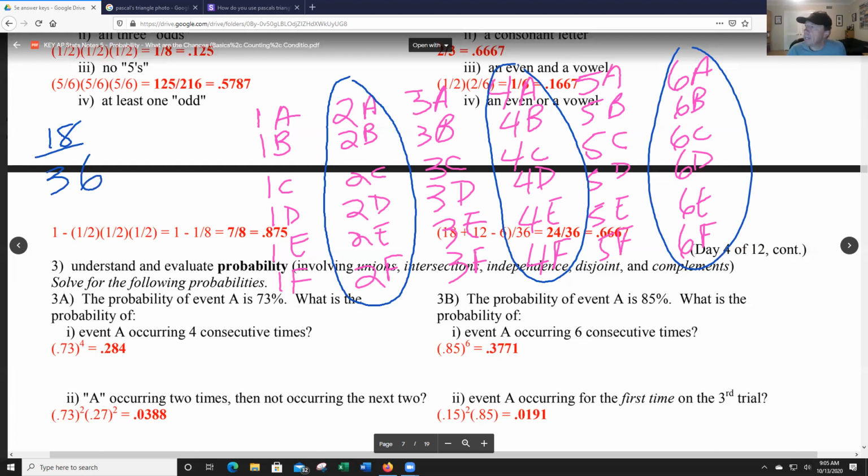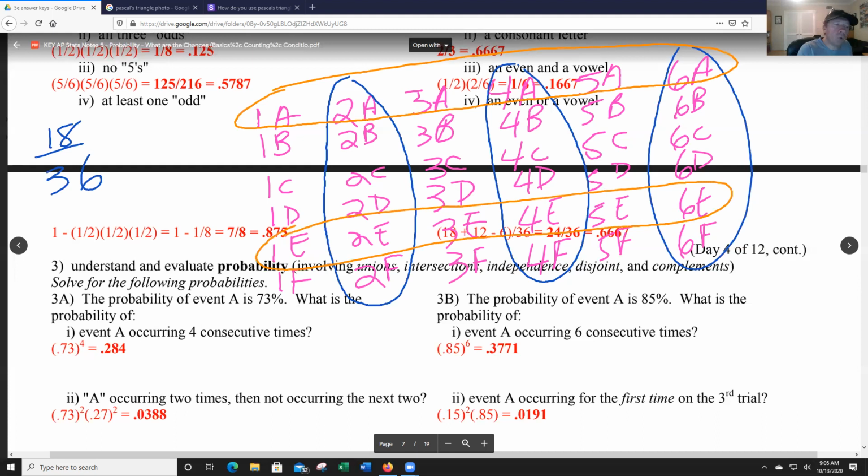Okay. Now, how about the vowels? The vowels are A. Look at all these vowels that are A. And the vowels are E. A and E. Aha. So 12 of those, right? But you can tell that we have double counted and we have an intersection.